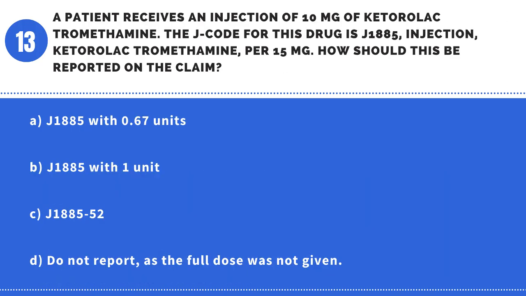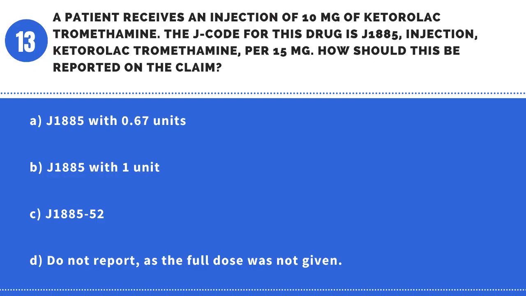Question 13. A patient receives an injection of 10 mg of ketorolac-tromethamine. The J-code for this drug is J1885, injection, ketorolac-tromethamine, per 15 mg. How should this be reported on the claim? A. J1885 with 0.67 units. B. J1885 with 1 unit. C.